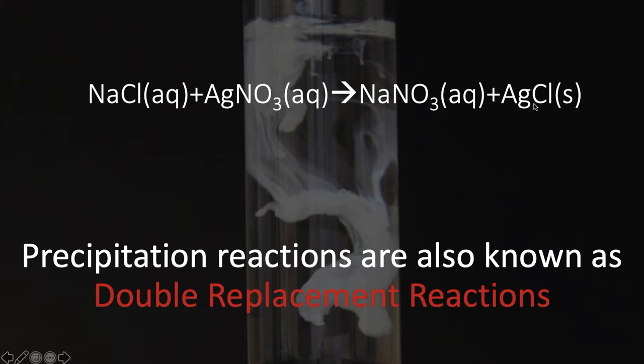And remember the rule, chlorides are soluble except when they are paired with silver and lead too, and therefore this is my solid. So precipitation reactions are also known as double replacement reactions because I'm doubly replacing the 2 cations. I'm flipping these 2, if you will.